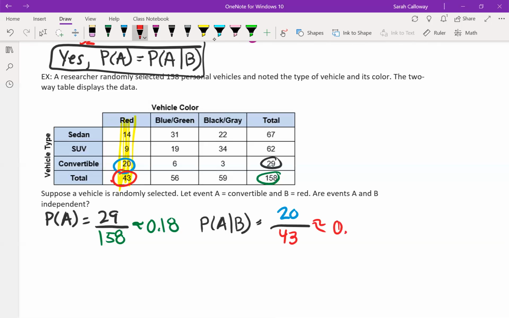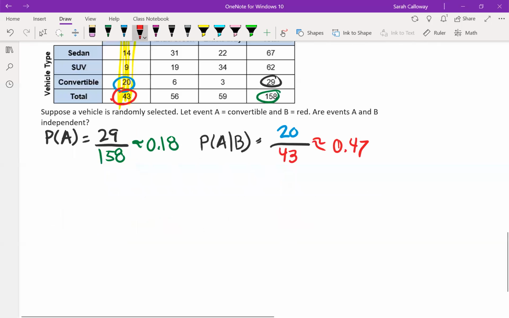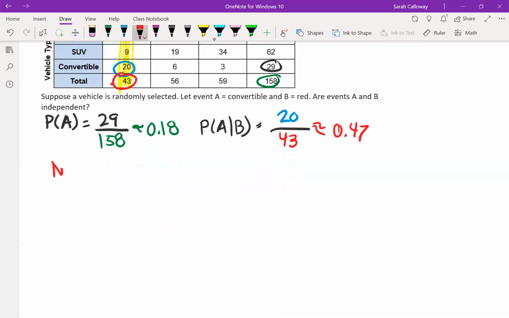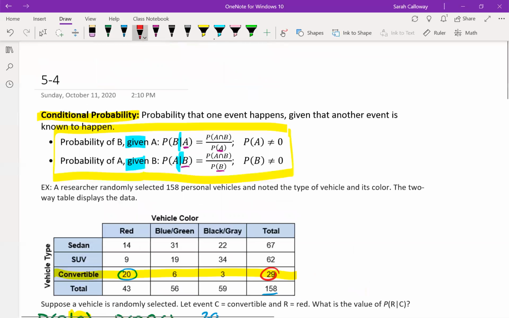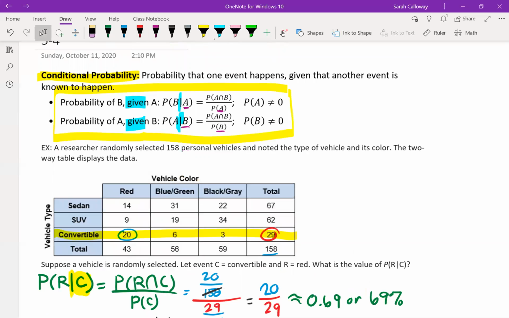0.47. Since 0.47 and 0.18 are not the same, these events are not independent because the probability of A is not equal to the probability of A given B. Okay, so independent events happen when the probability of A is equal to the probability of A given B. And then we use the formulas. Probability of A given B is the probability of A and B both occurring at the same time, divided by the probability of what was given, so the probability of B in that case.